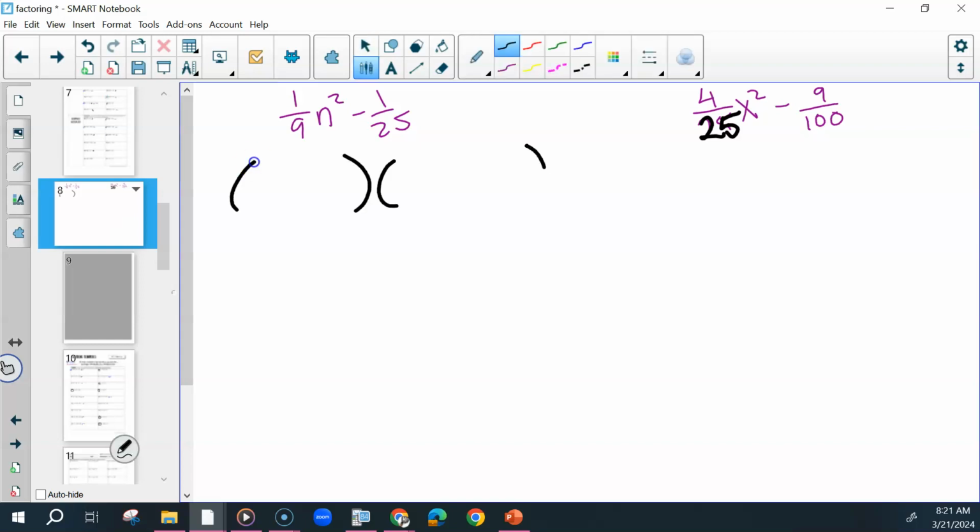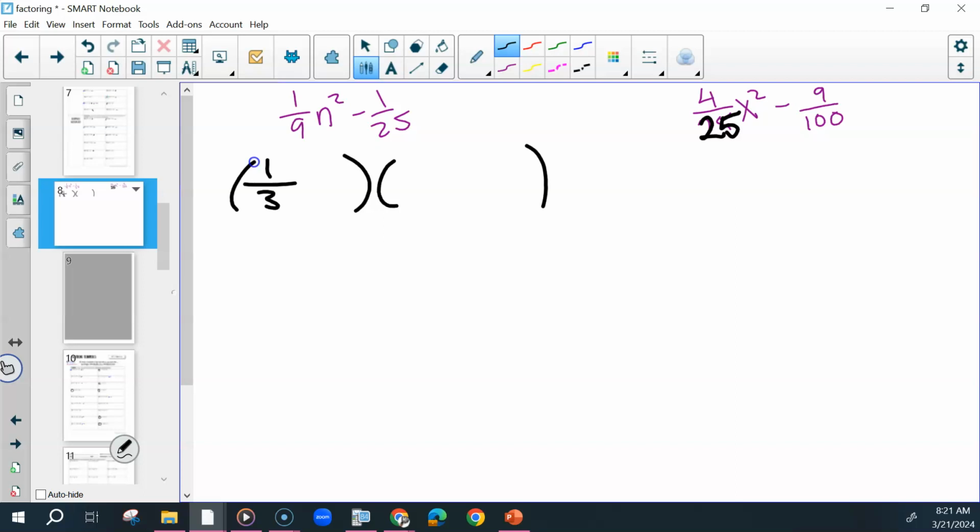We're going to have two sets of factors. But when we break this down, we're going to look at the fraction and separate it by parts. So we're going to look at what times what will give us 1. 1 times 1. And then what times what will give us 9? 3 times 3. So separate that into both pieces.